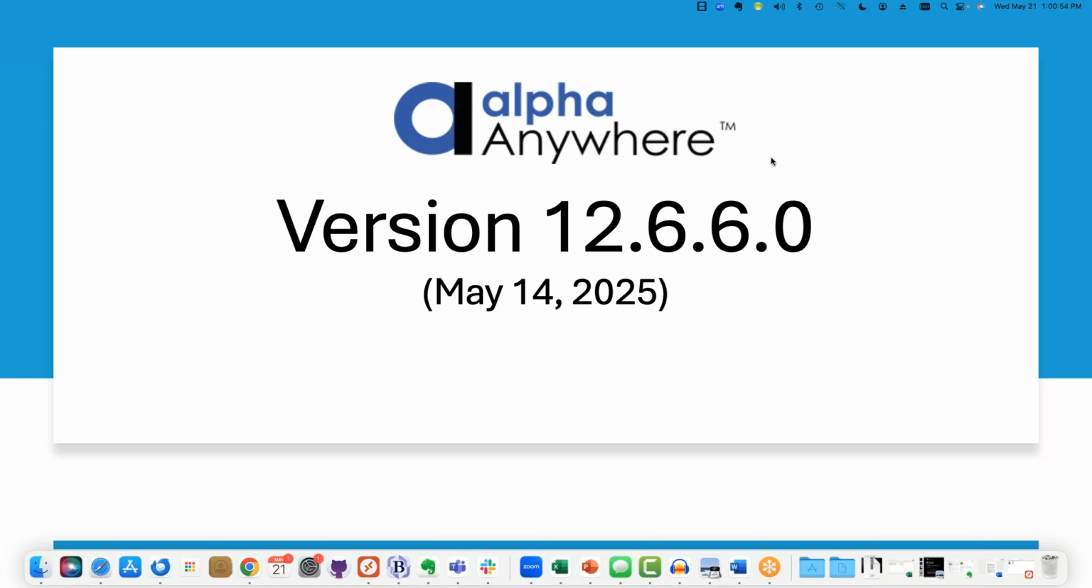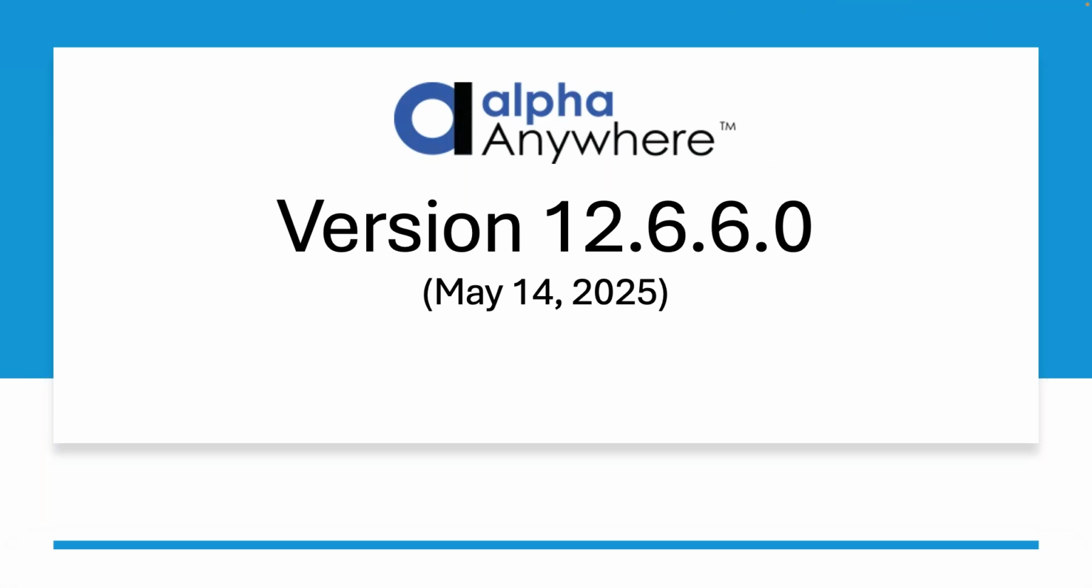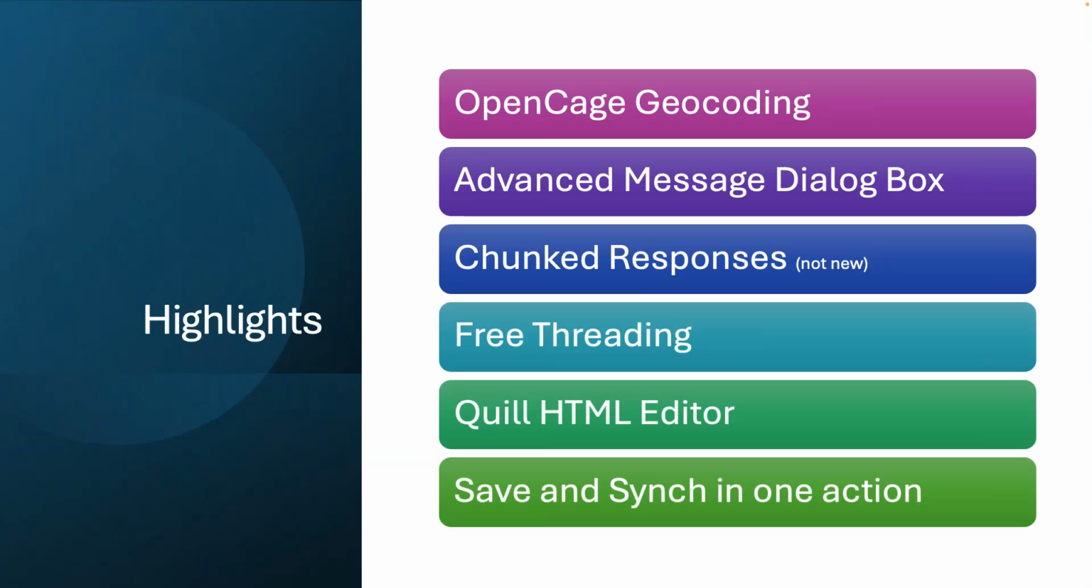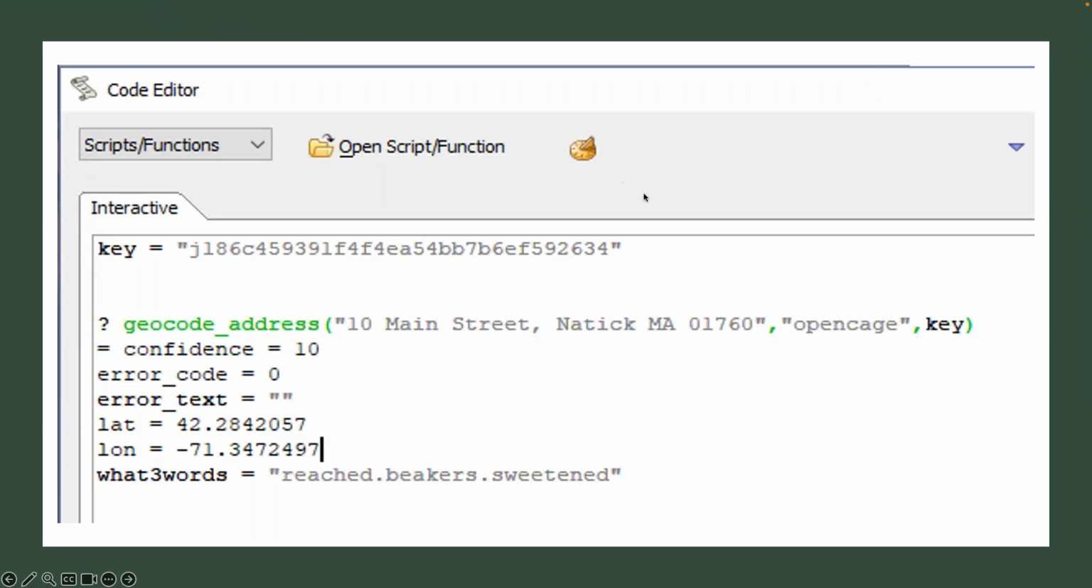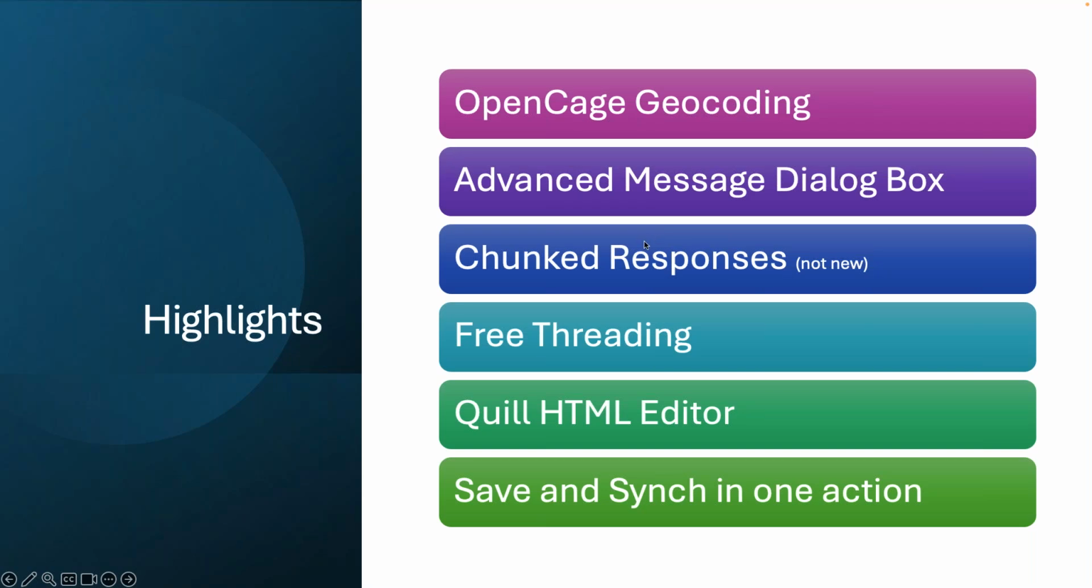So today we're going to be talking about Alpha Anywhere, and just some of the highlights that you'll find. You'll find these in the release notes as well. We're going to be talking a little bit about OpenCage geocoding, which is a service for doing geocoding, an advanced message dialog box, and actually that should be the advanced drop-down message dialog box. Let's see if I can fix that here, but I will later.